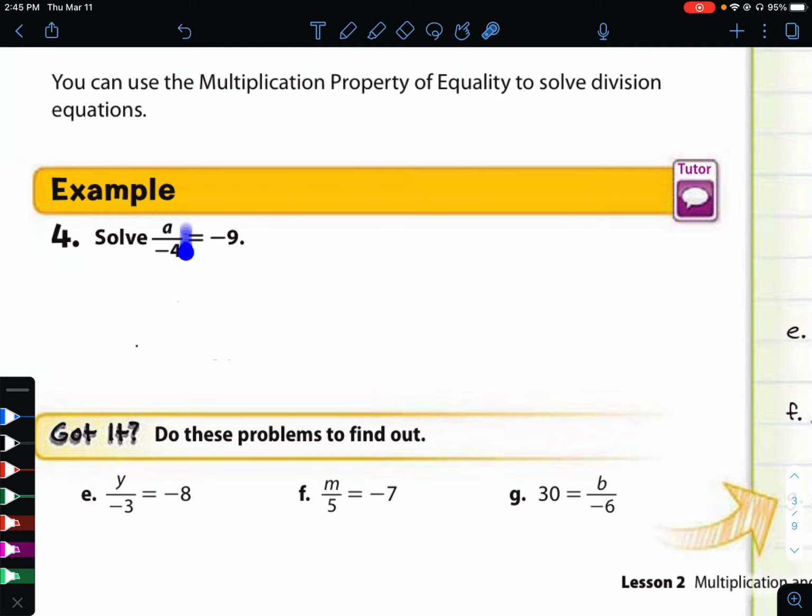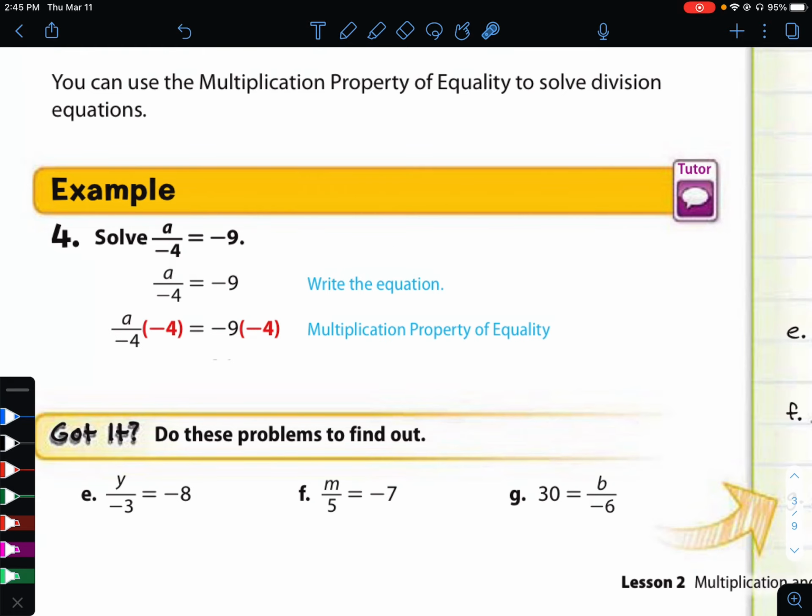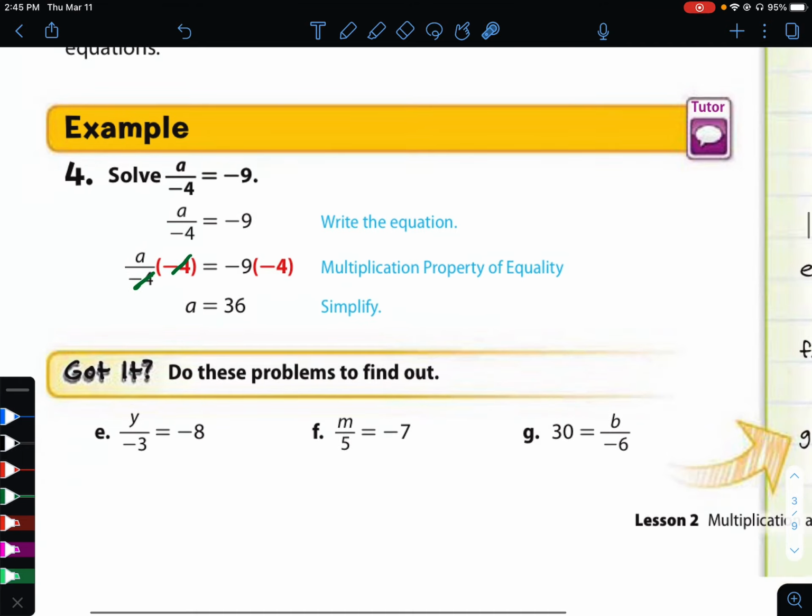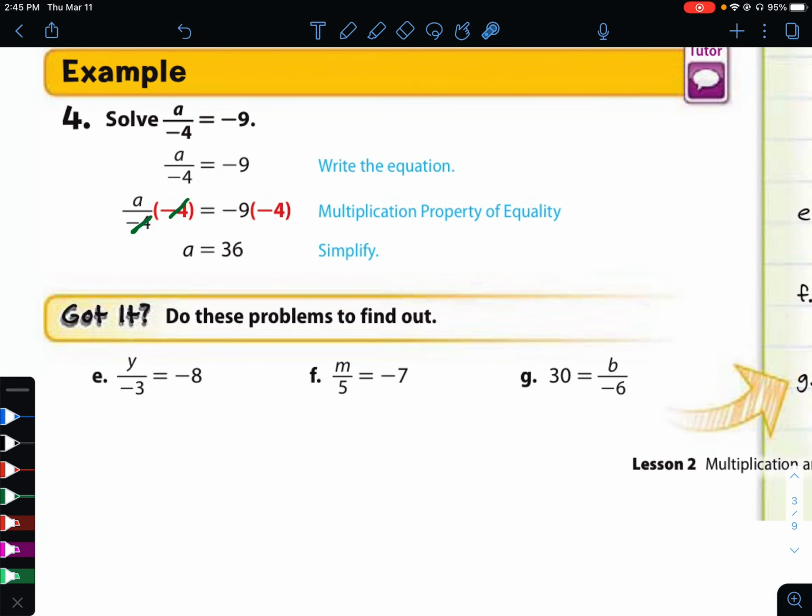And for us to undo division, we need to use the multiplication property of equality. Okay? So for us to undo negative 4, we write the equation and multiply both sides by negative 4, because if I multiply both sides by negative 4, the negative 4 cancels out. So I am only left with A. And we know that negative 9 times negative 4 will give you a positive 36. So A equals 36. Okay, do the same process and do Got It problems E, F, and G.